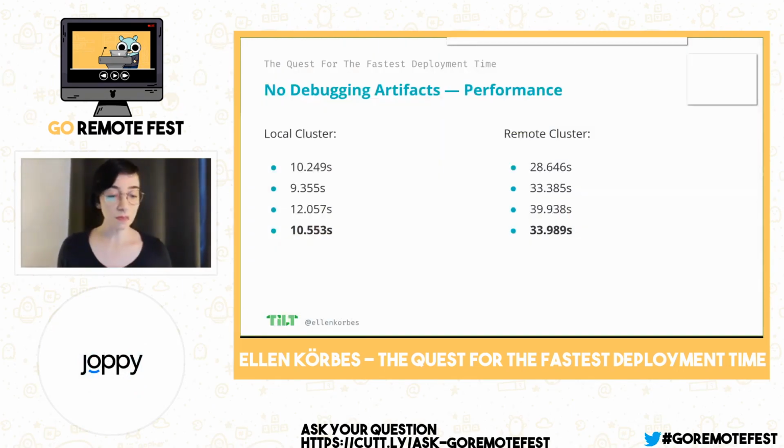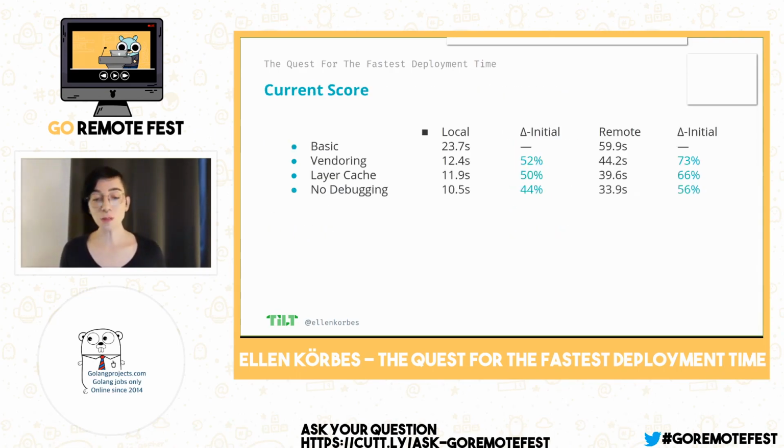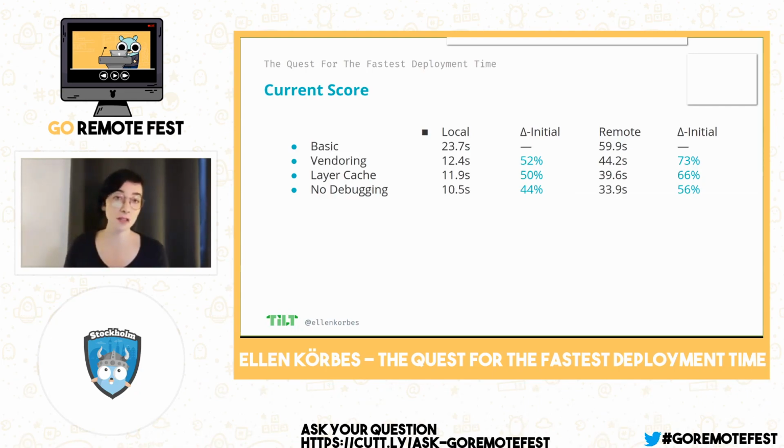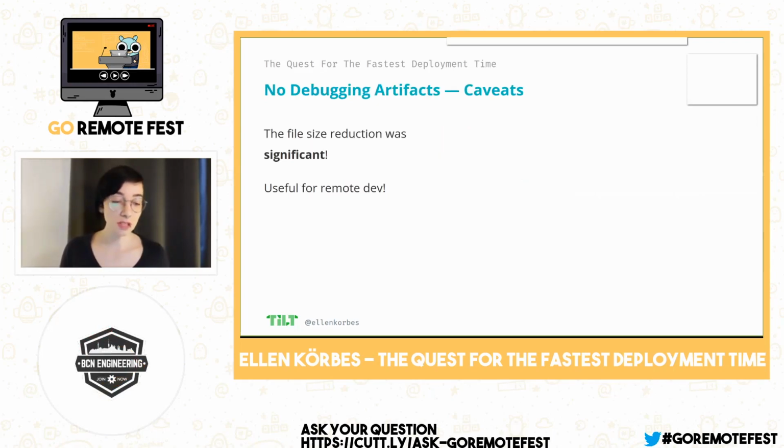But moving on. So 10.5 with a local cluster, 33.9 with a remote cluster. That's another modest improvement, and this is an improvement I'm going to keep. You just have to keep in mind that when you need to use a debugger, you need to include the debugging stuff, or you're going to have a very difficult time. But since we're not using debugging tools most of the time, I can just leave it off by default. So the file reduction was significant, and I'm going to talk more about it in a few minutes.